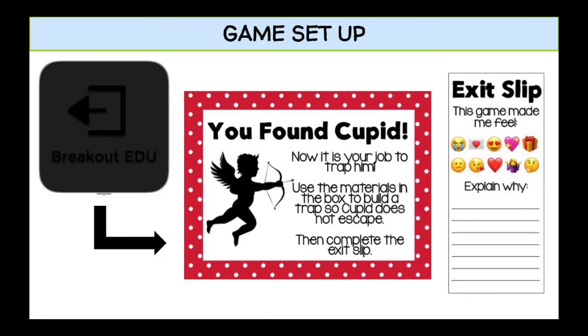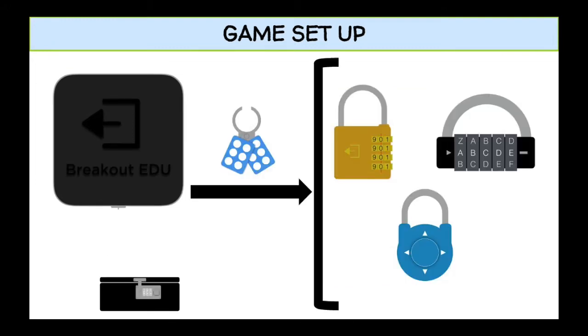Game setup. Inside the large breakout EDU box, you will place the printout of Cupid or place another object inside that represents Cupid. You will also place the "You Found Cupid" sign, exit slips, and Legos or other building and making materials inside. Place the hasp on the box and attach the letter lock, directional lock, and 4-digit number lock. Place the postcards inside the small 3-digit lockbox. This game was designed to be a linear game in that each time a group unlocks a lock, they give the lock to the teacher, who will then provide them with the next clue.